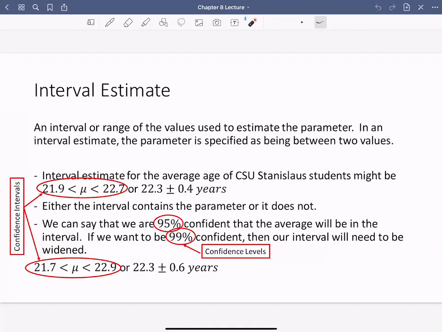So this would be an example of being 95% confident. You can see that we go from 21.9 to 22.7. 99% confident would be 21.7 to 22.9. See how it's widened by 0.2 years on both sides? But again, this is nothing that you know how to find yet. We're going to get into that.